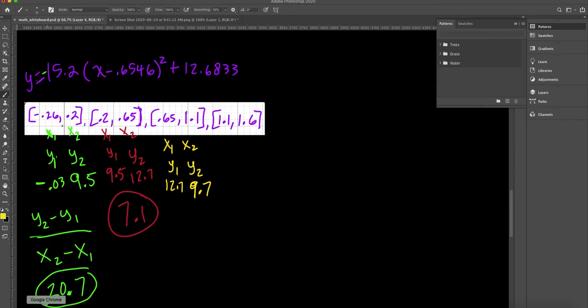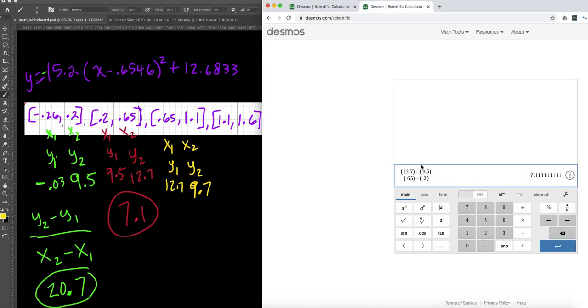Okay, now we do the process again. I like to keep my formatting like this. It helps me keep all the numbers straight. Okay, once again, going back to this green thing, it's y2 minus y1. So my y2 is 9.7. My y1 is 12.7. And let's see, my x2 is 1.1.